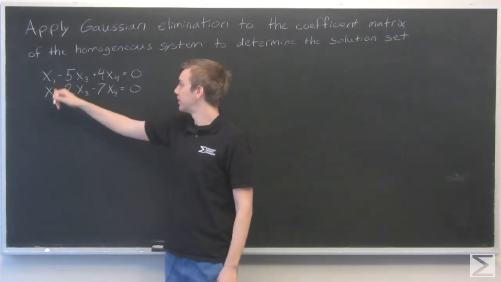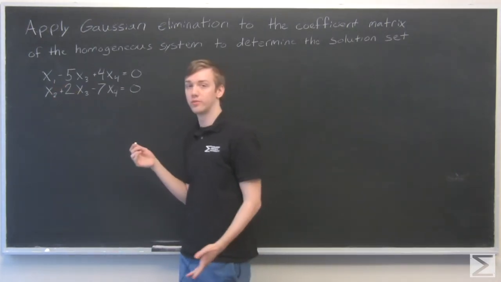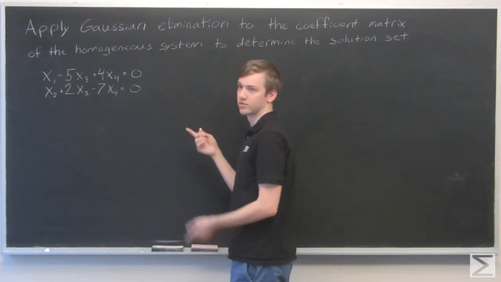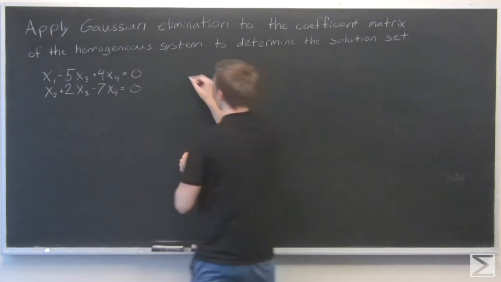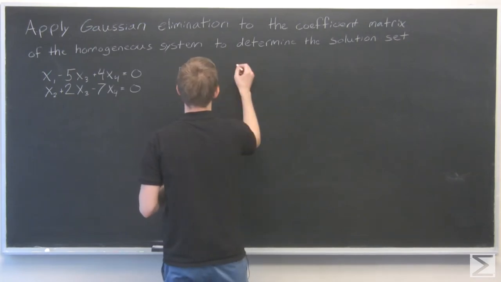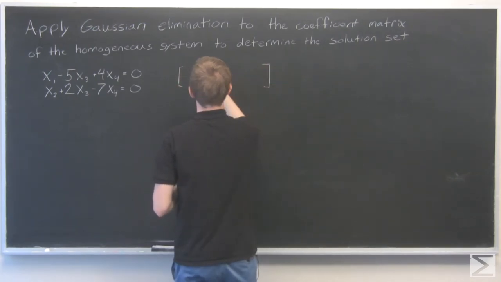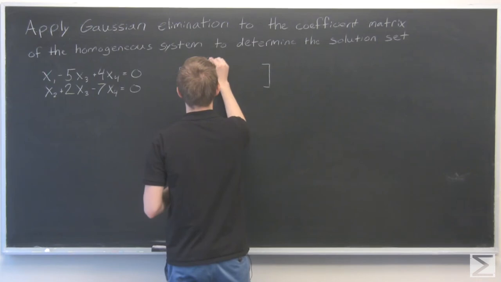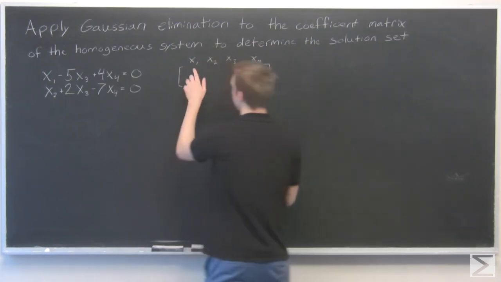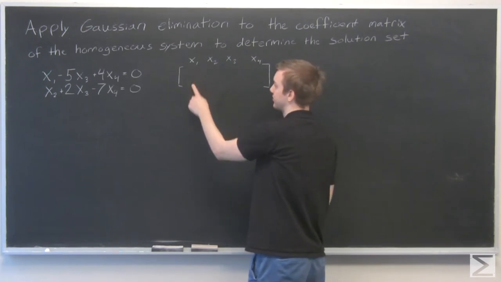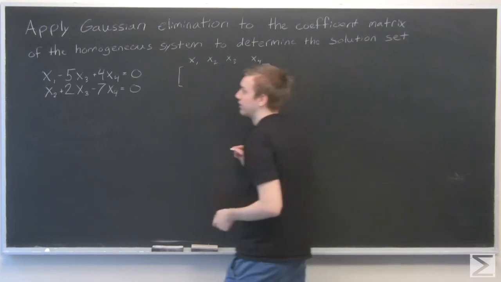So I have x1, x2, x3, and x4. There are four variables and two equations, so it's going to be two rows and four columns. So here's where I'm going to put my coefficients for x1, x2, x3, and x4.